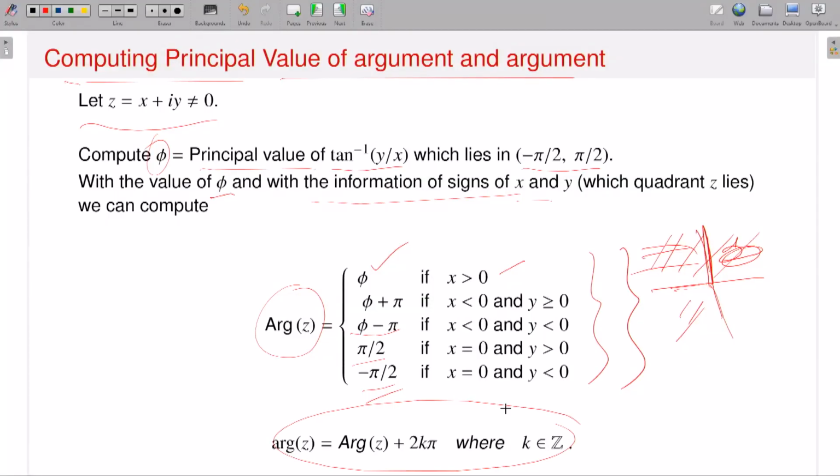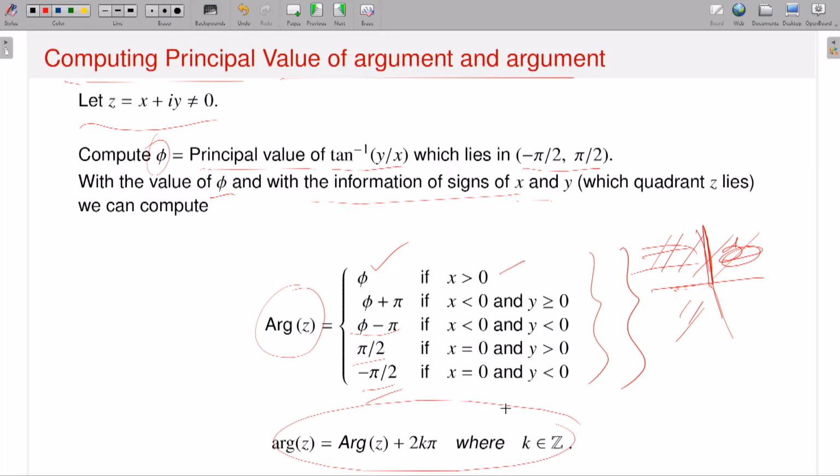And of course, you know the relation between small arg and capital Arg. Small arg is nothing but capital Arg plus 2k pi. So this formula you should remember. So what is the formula? Given a complex number z which is non-zero, first you calculate phi. What is phi? Phi is the principal value of tan inverse y by x, which lies in minus pi by 2 to pi by 2.